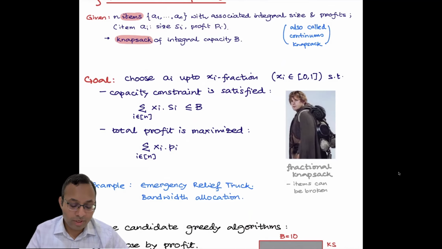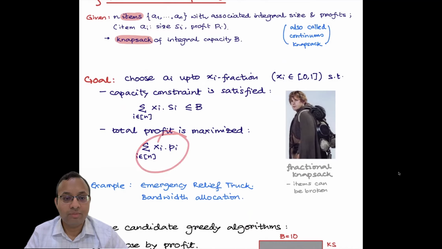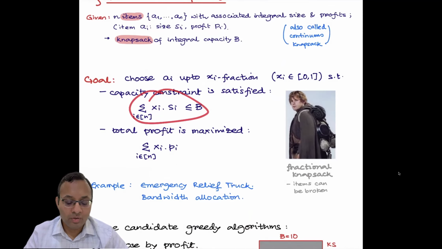Our goal is to make sure the total capacity constraint holds: if we sum over all i in n, xi times si, that's the total size that we have in the knapsack, and we are trying to maximize the profit, the sum of xi times pi. Of course, you can see in this case it's always beneficial to fill the knapsack up to its brim, so it's equal to B, because adding things will only increase profit.